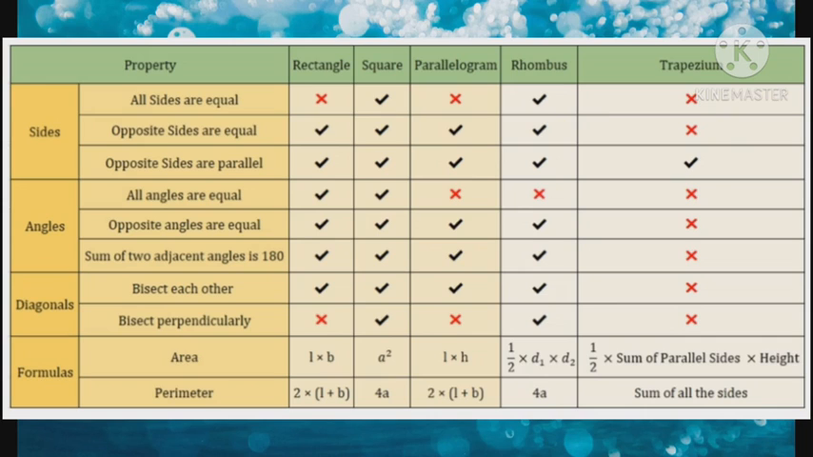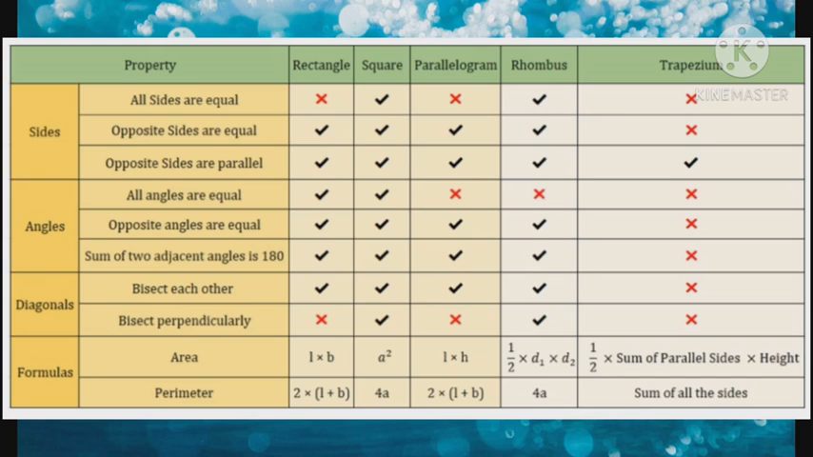Next is bisect each other. Diagonals bisect each other in rectangle also, that means they intersect each other and divide each other into equal parts. So diagonals bisect each other in rectangle, in square, in parallelogram and in rhombus. But in trapezium, diagonals do not bisect each other. That means they intersect each other but do not divide each other into equal parts.